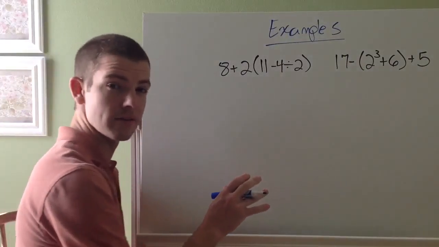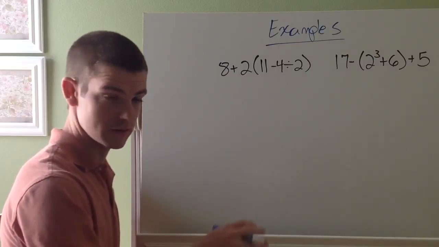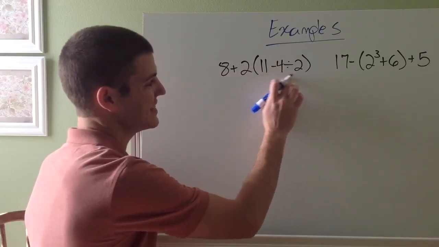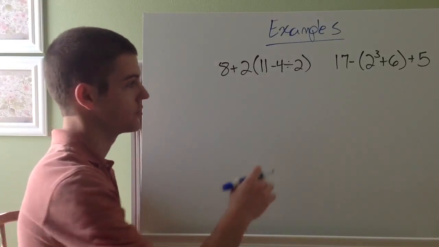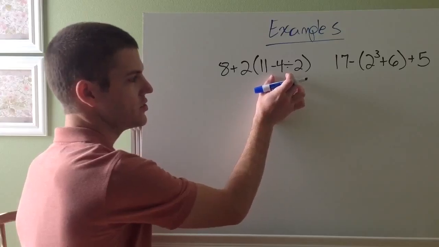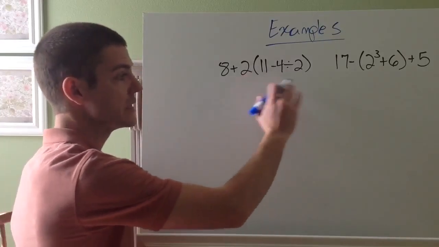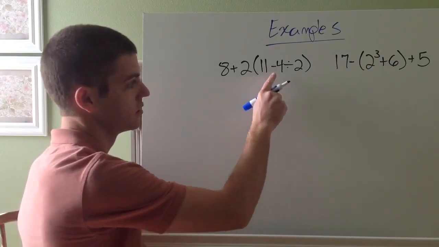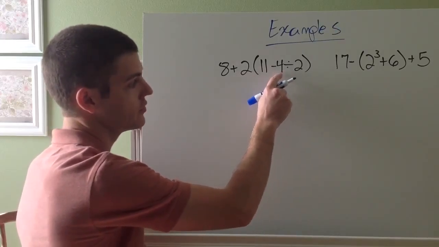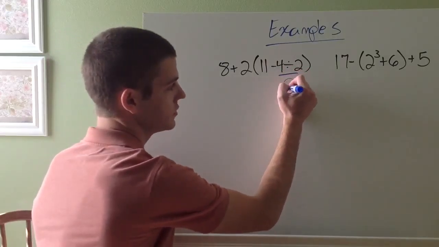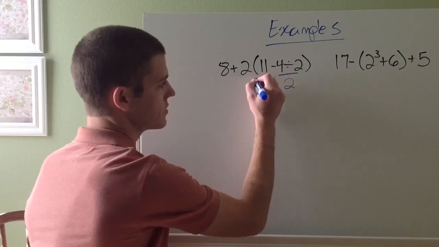I like to underline the part of the problem that I'm working on, the step that I'm doing. So first things first is I need to do what's inside of parentheses because that comes first in order of operations. But now I have two things going on in here. Like I said earlier, we follow order of operations within the parentheses. So I have subtraction and division. I know division comes first. So I do 4 divided by 2 is 2. And I'm just going to rewrite the rest of the problem.